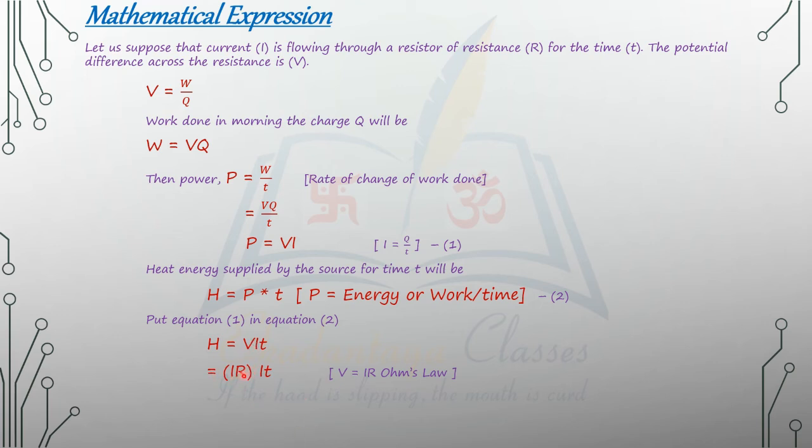Then V is equal to IR, that is Ohm's law. Putting this here, it will become H is equal to I squared Rt. This is known as Joule's law. It is very important and very easy. There are 3 derivations in this chapter: resistance in series, resistance in parallel, and this one, the mathematical expression of the heating effect of electrical energy.